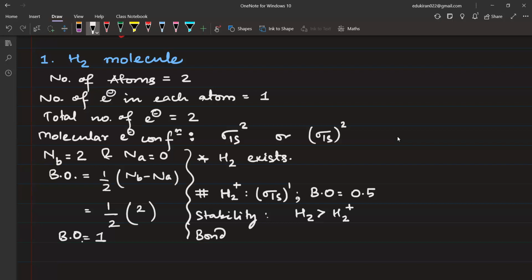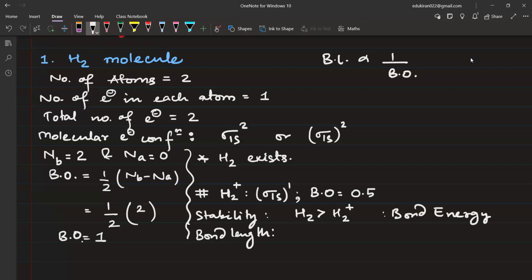If I talk about the bond length, then what will you say? Which will have the greater bond length? Let Mariam tell first. Mariam, which will have higher bond length, larger bond length? H2. Okay, how are you saying that? What is the relation of bond length with what? 1 by bond order. 1 by bond order, right? So inversely proportional or directly proportional? Inversely. So bond length is inversely proportional to bond order. So if bond order increases, what will happen to bond length? It will decrease.